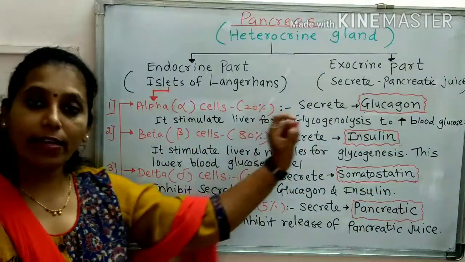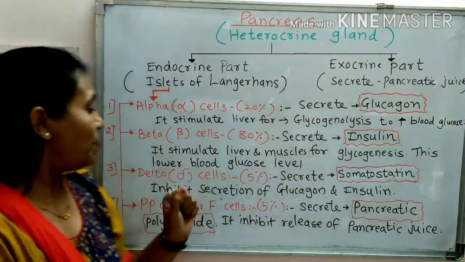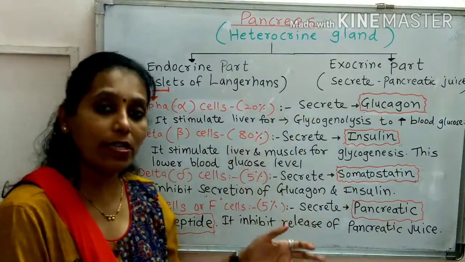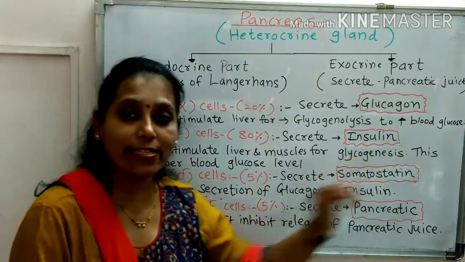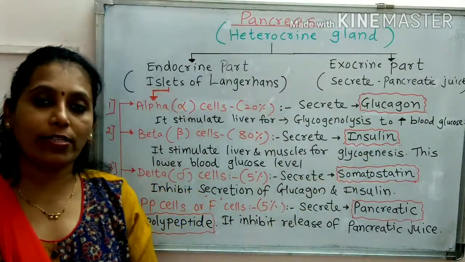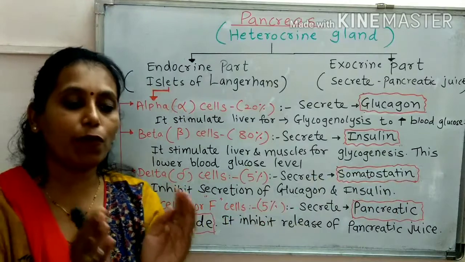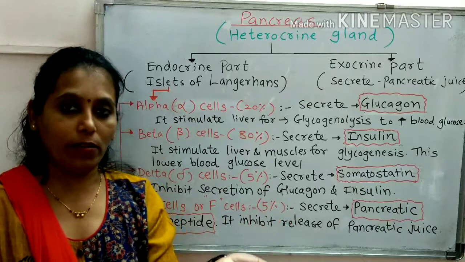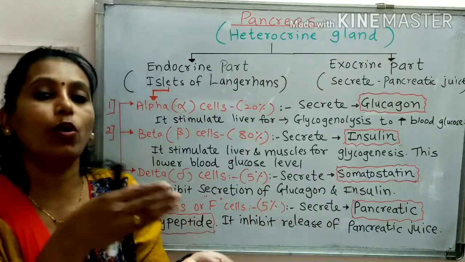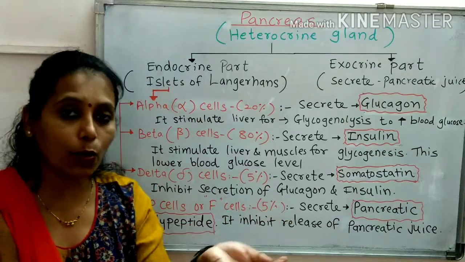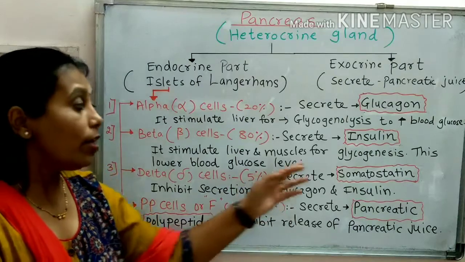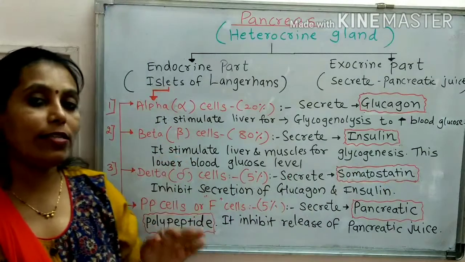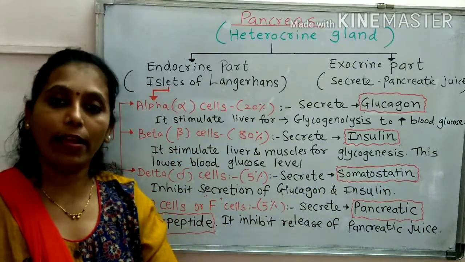Beta cells secrete one hormone called insulin. This insulin stimulates the liver and muscle for glycogenesis. Now what do you mean by glycogenesis? Glycogenesis means formation of glycogen. Whatever glucose is formed, the extra glucose is converted into glycogen. The process is called glycogenesis. Due to this, it lowers the sugar level in the blood.